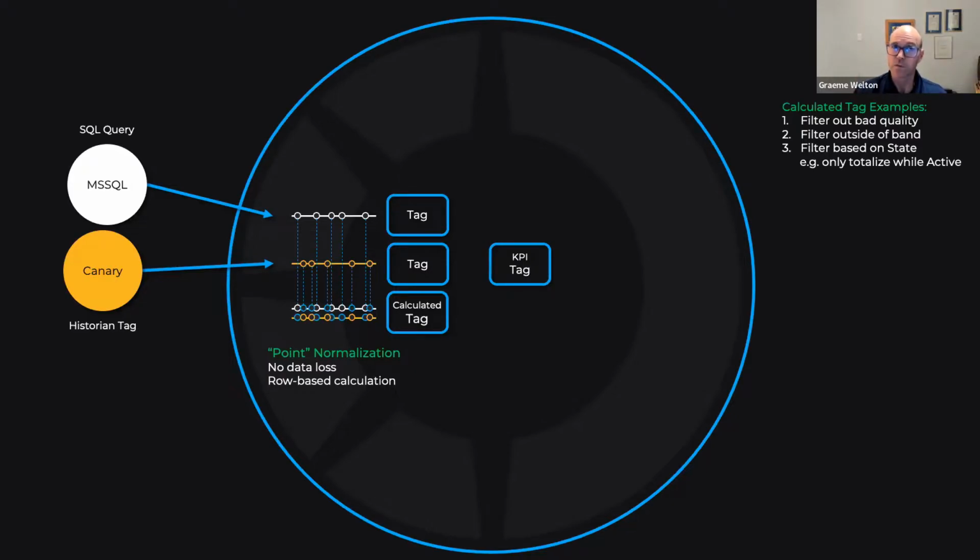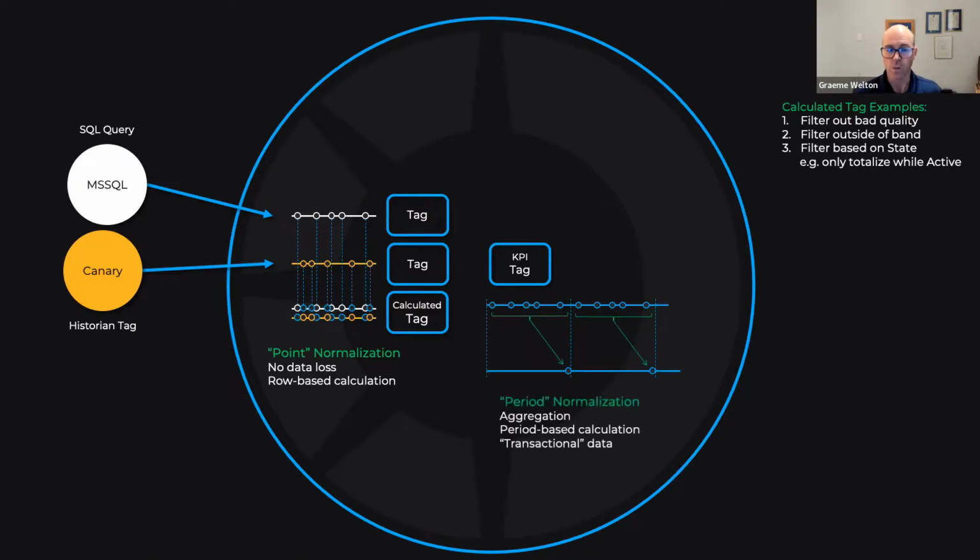A concept that many of you will know about, we call them measures, but you can think of it as a KPI tag or an aggregated tag. So let's look at the mechanism here. What this does is it takes all of that series of points, whether they're coming from a tag or a calculated tag, it actually splits out the timeline and it performs aggregations on each of those periods. And we call this period normalization.